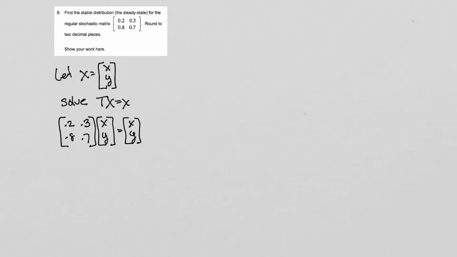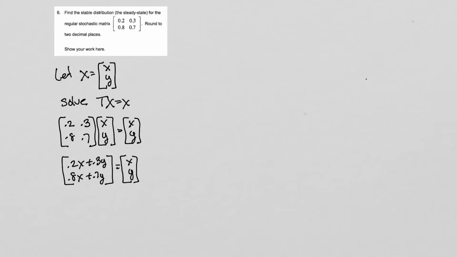Let's multiply. Now we know to multiply, we go across and down, right? First and first plus second and second. So let's do that. We are going to get 0.2x plus 0.3y, and then, second row, first column, first and first, second and second, over and down. So this is going to give us 0.8x plus 0.7y, and that's equal to this matrix, x y.